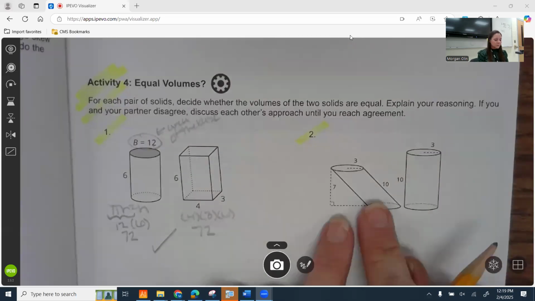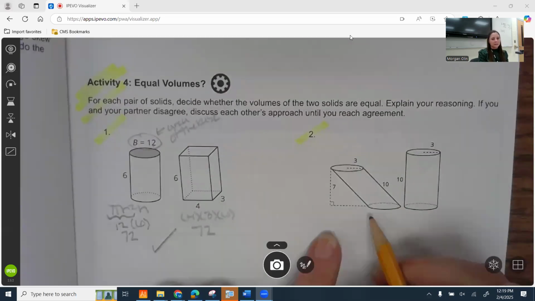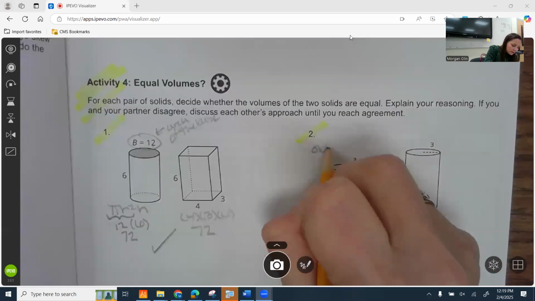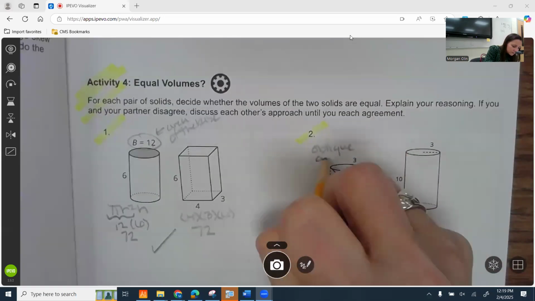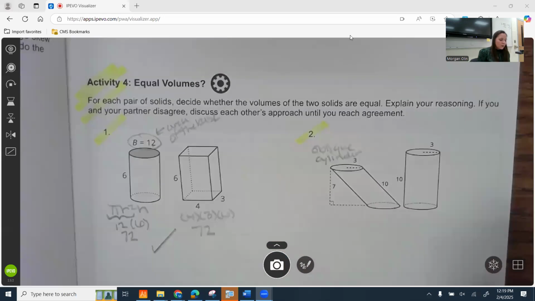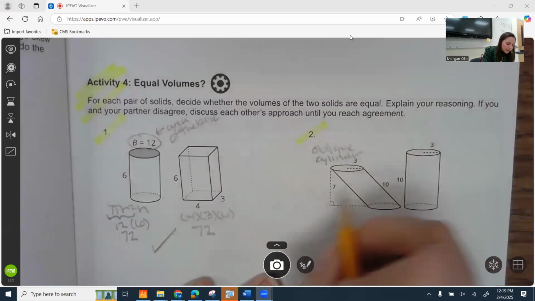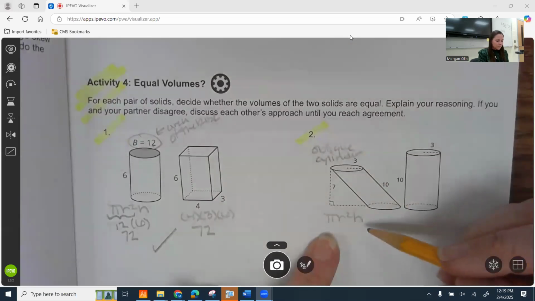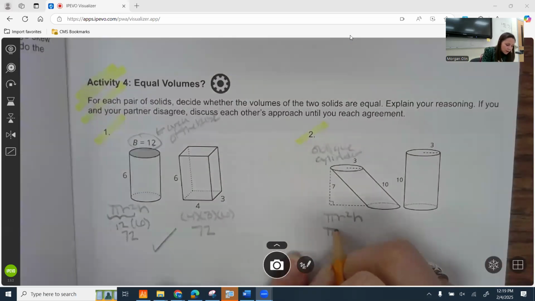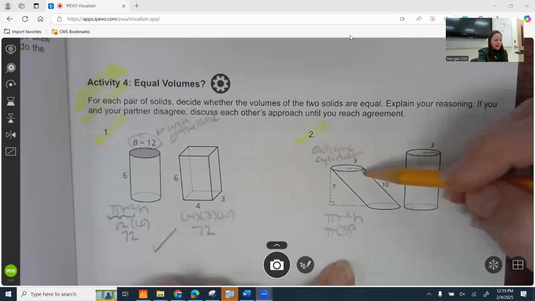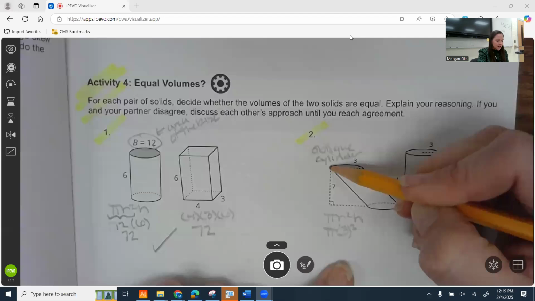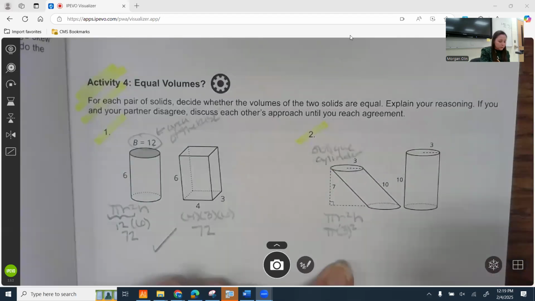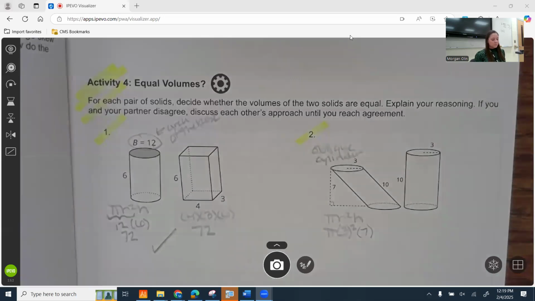All right, now let's look at this one. Now, by the way, this is still a cylinder. This is called an oblique cylinder when it leans to the side. We still use the same formula. It's pi r squared h. So pi, our radius here is 3, but this time our height is not the 10. The height is where it comes from the top down to the bottom at a right angle. So this is 7. Let's leave this in terms of pi.